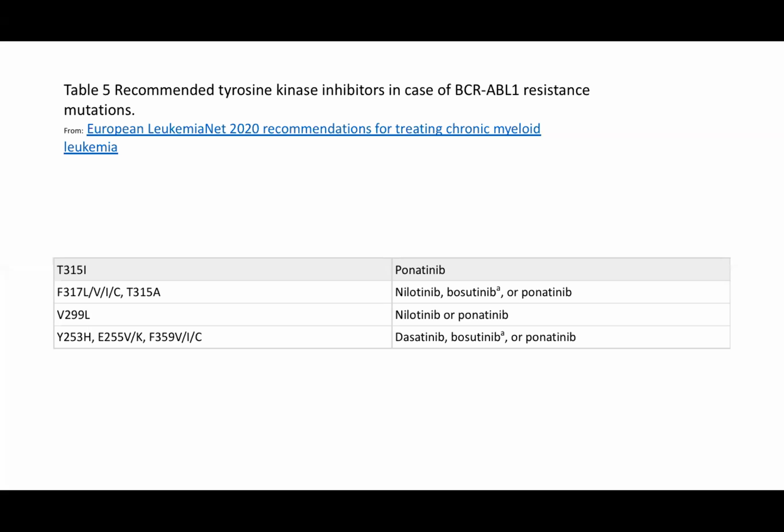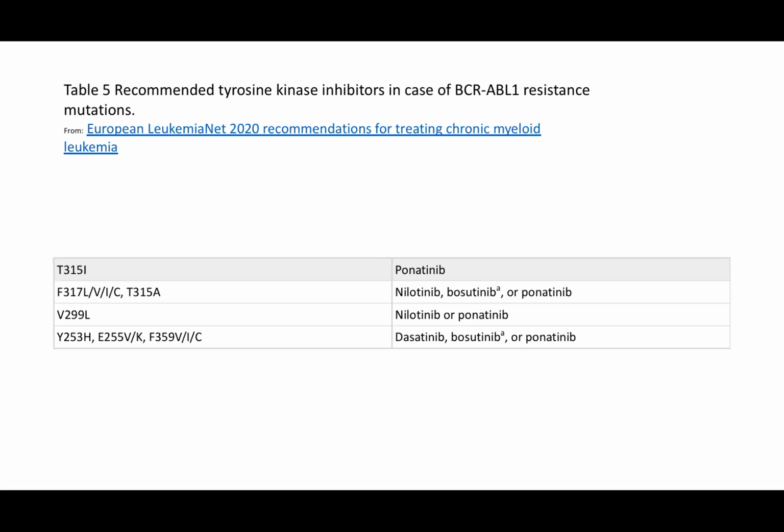The only thing I wanted to ask is, in this table, at what particular point of time do you do the mutation testing? If you have failure, maybe at 3 months, and you are changing to another TKI, does every one of us do it at that time? Yes, I think so. If you are changing the TKI, then it's best to know the mutation so that you may choose the right one.